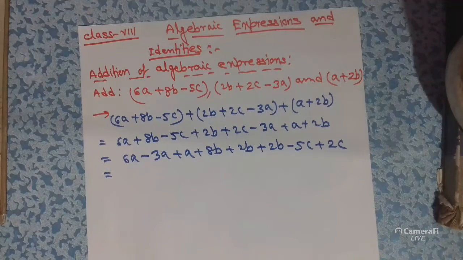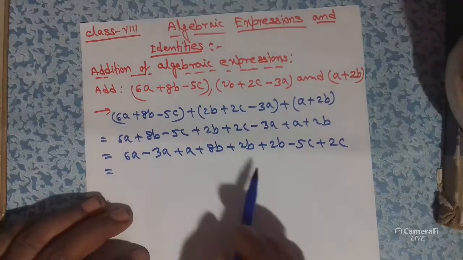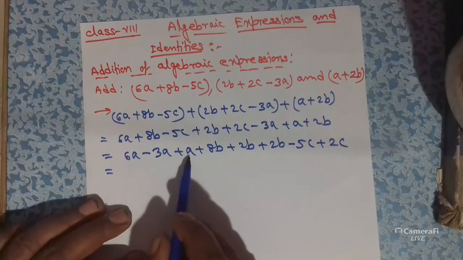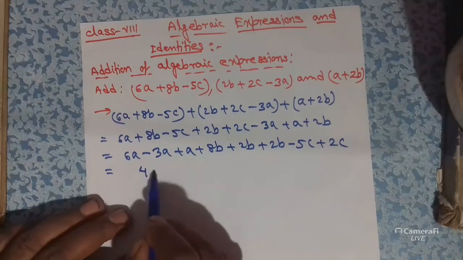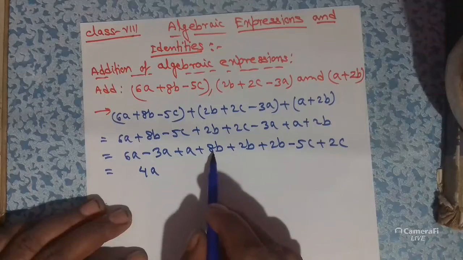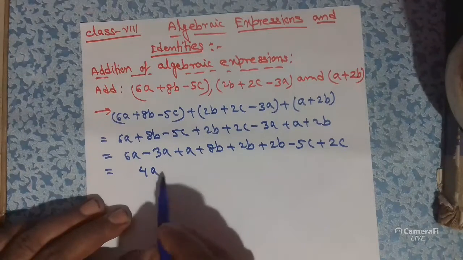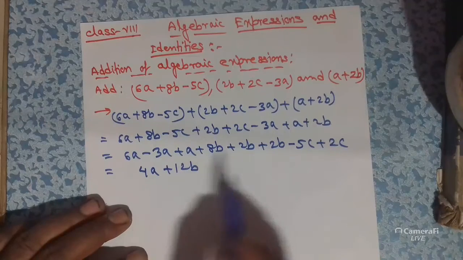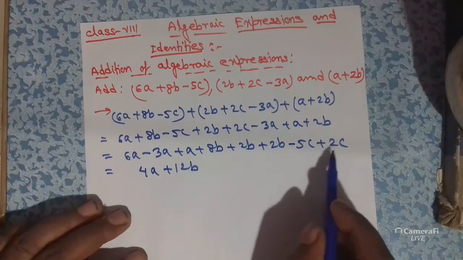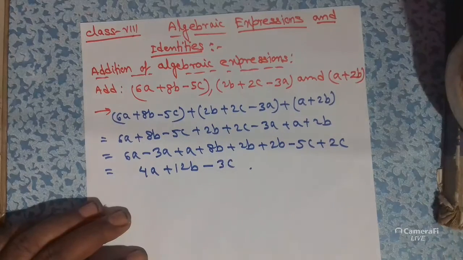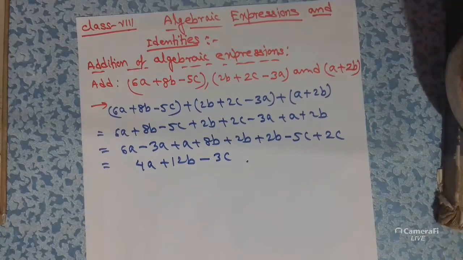Now we have to calculate. So here 6a minus 3a is 3a, and 3a plus a is 4a. Again 8b plus 2b is 10b, and plus 2b is 12b. And now minus 5c plus 2c is minus 3c. I hope you understood, students.